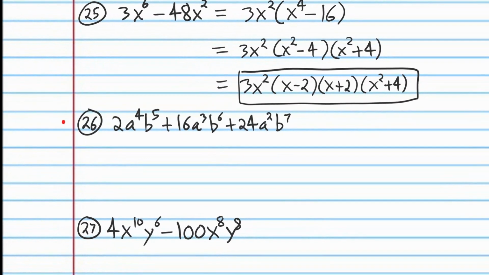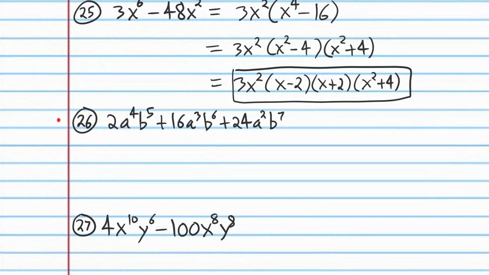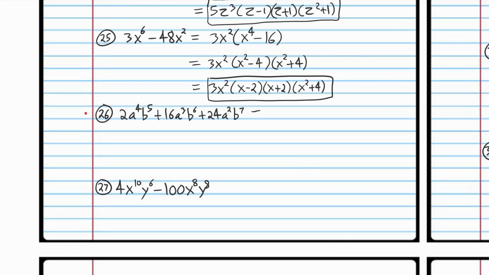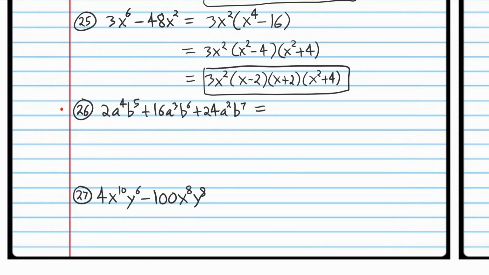So for 26, we now have more than one variable. So the first step, as usual, is going to be to factor out the greatest common factor, and that's going to be 2. The smallest power of a is a squared, and the smallest power of b is b to the 5th. So that's the greatest common factor that we factored out there.